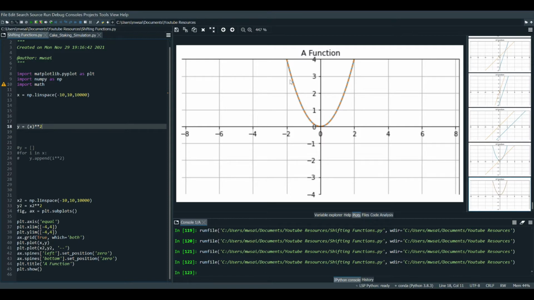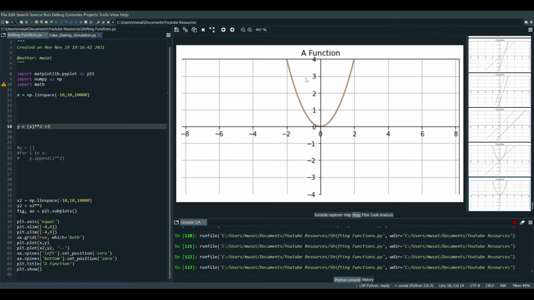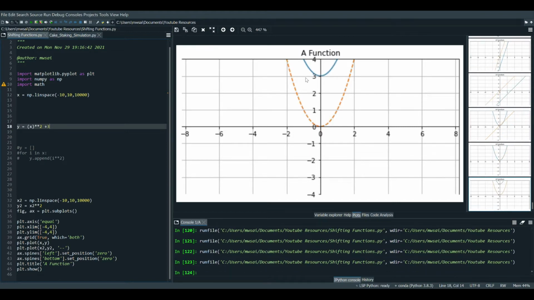So now we have our blue parabola on top of our reference parabola, which is the orange dotted line. And we can see we can move it in the same way. So add 3, the parabola moves up. Subtract 3, it moves down.